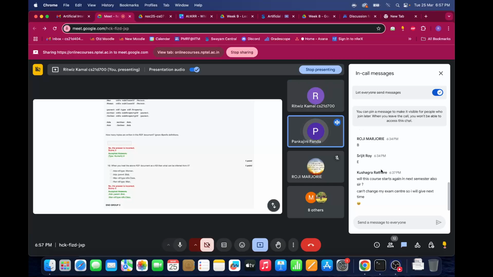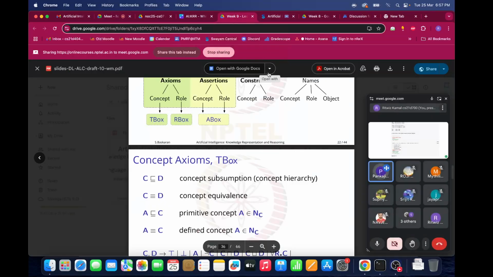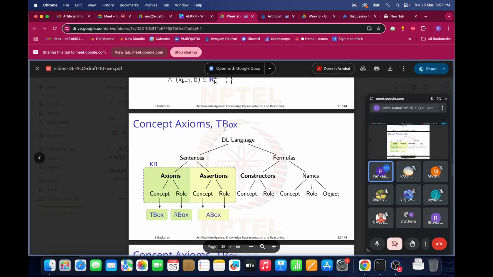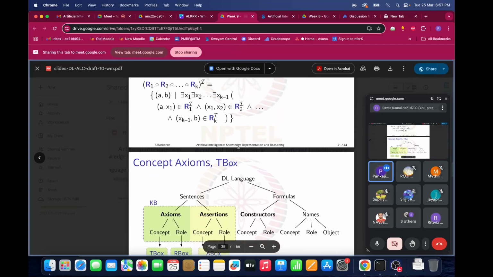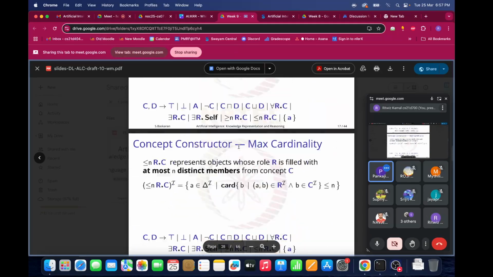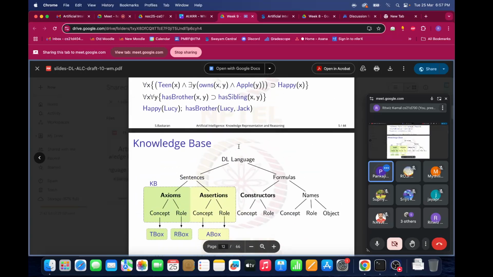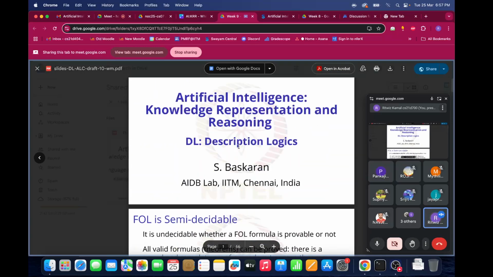Sir, what is the difference between T box, R box, and A box? Sorry, a difference between? Sir, T box, R box, and A box. This is from which week? Sir, week 9. Okay. From DL language. Yes. Okay. I'm trying to find the.